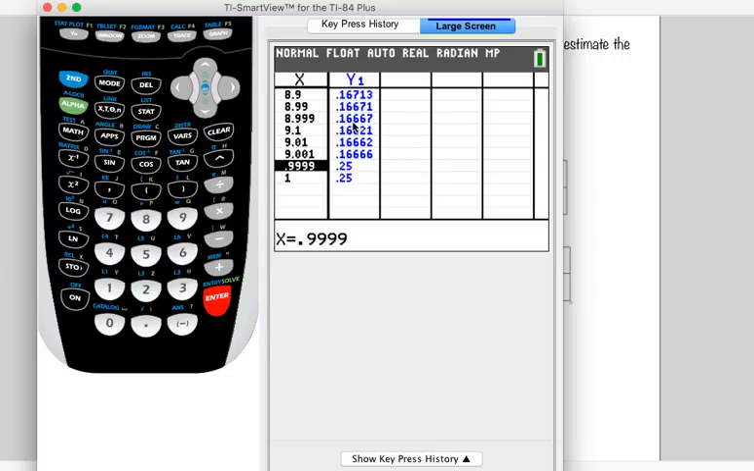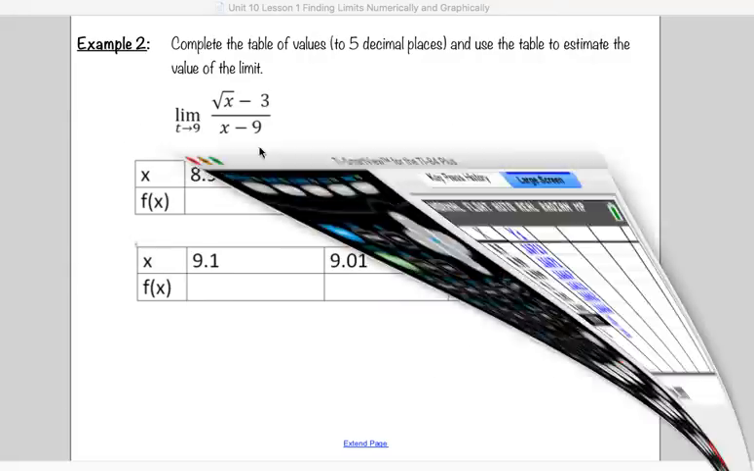So I have 1.6667 and 1.6621. And if you look here, here's my 0.001, so we're getting 1.6666. So it looks like we're approaching this number if you look at our two that are closest to 9. But let's write them down.